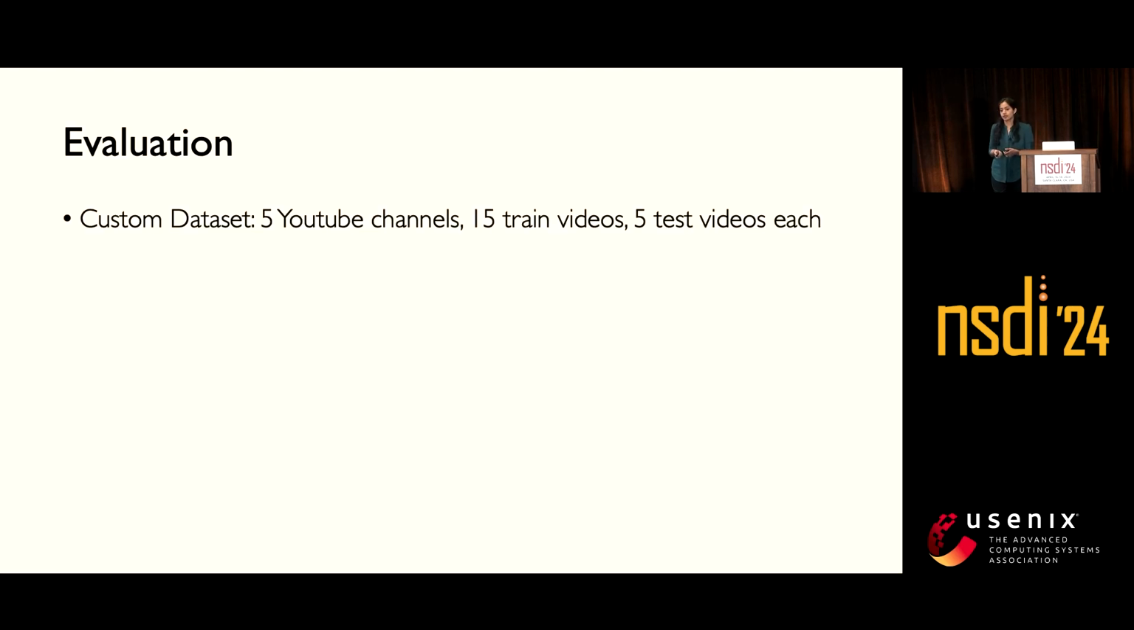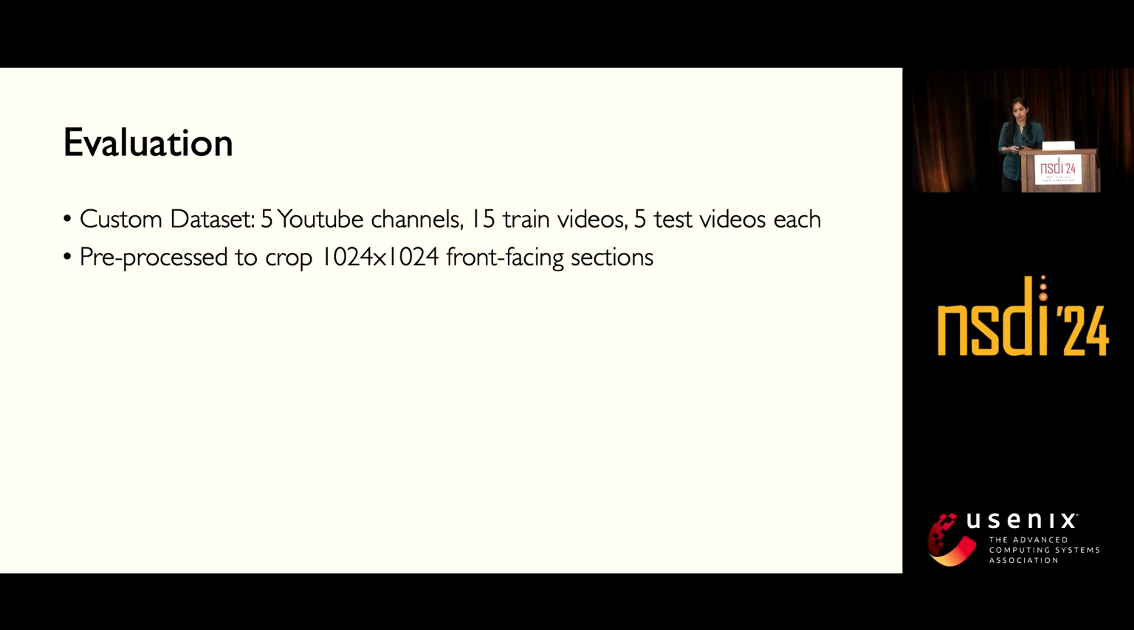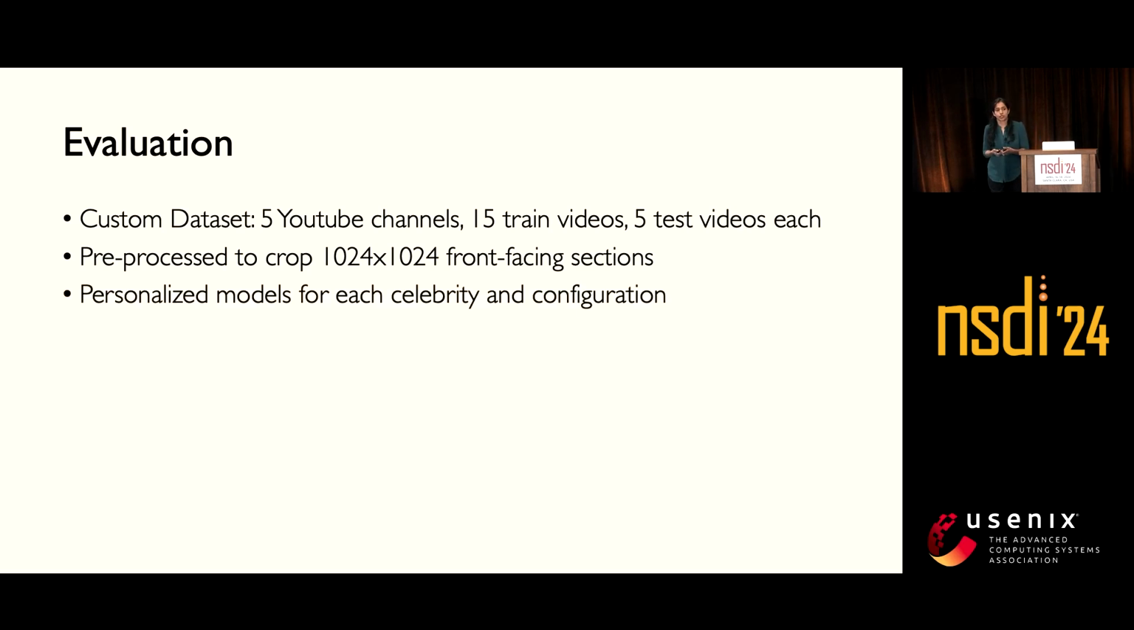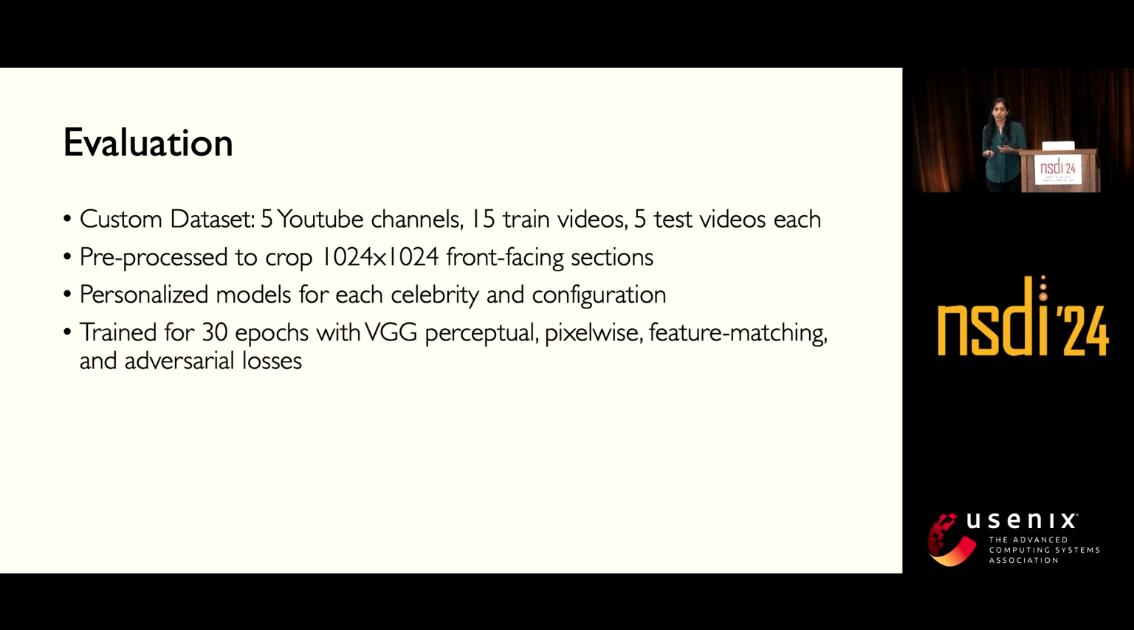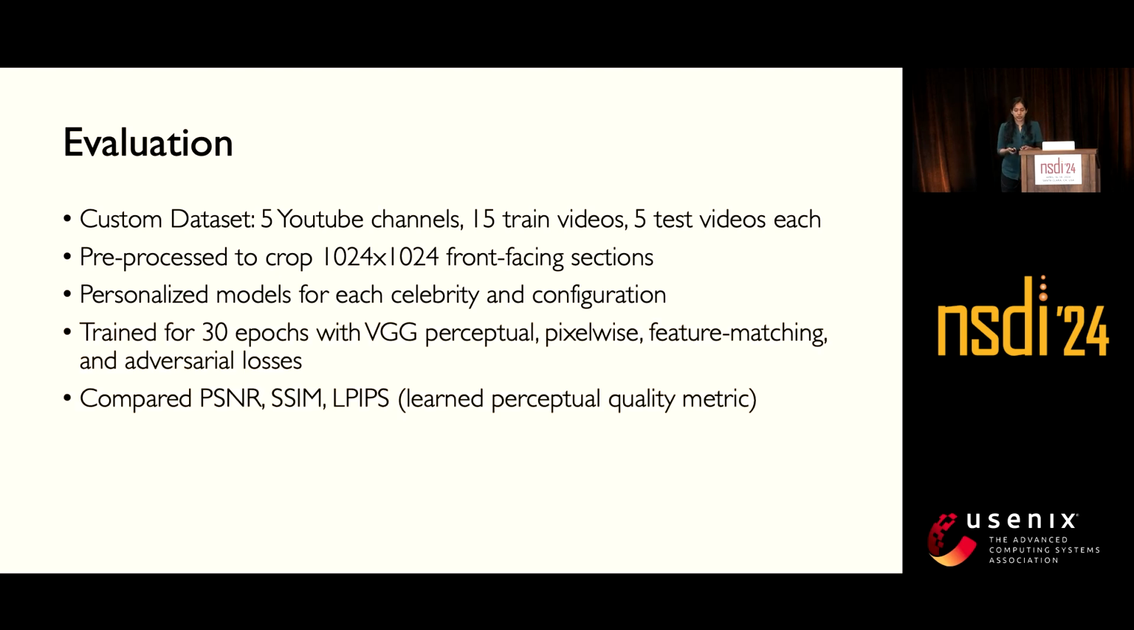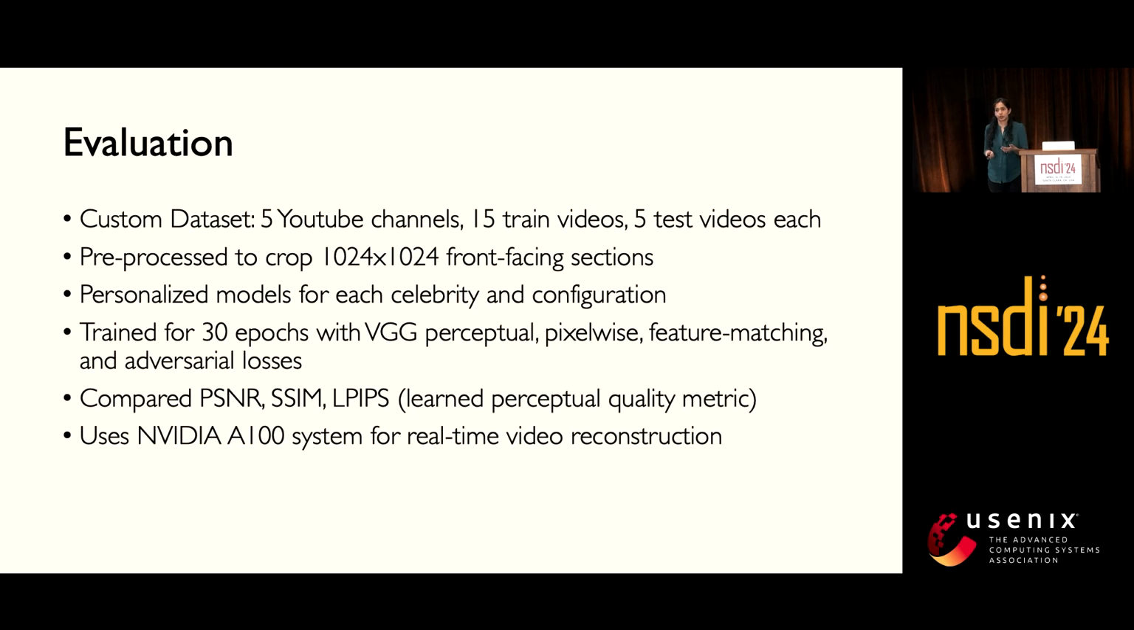To evaluate Gemino, we curated a custom dataset consisting of 5 YouTube channels, 15 training videos, and 5 test videos each. These were extensively pre-processed to crop 1024 by 1024 front-facing sections. We personalized these models for each celebrity and configuration and trained them with a number of standard losses. We evaluated this by measuring the PSNR, structural similarity, and learned perceptual quality metric. Most of these evaluations were run on A100 systems, but I'll briefly describe some numbers on other systems.